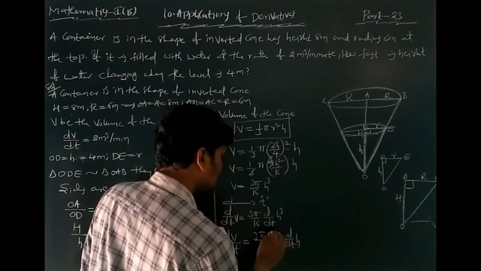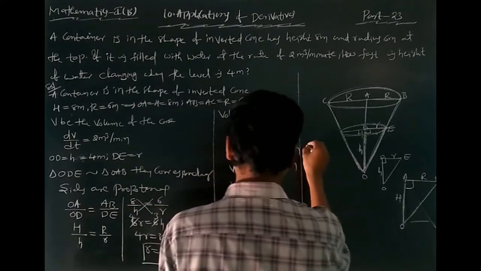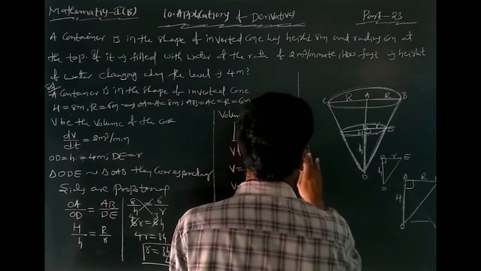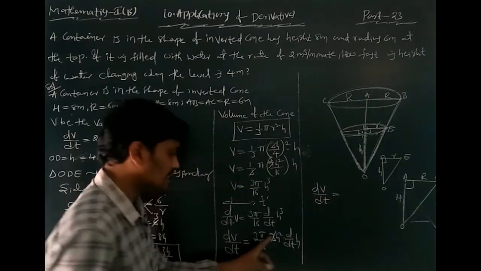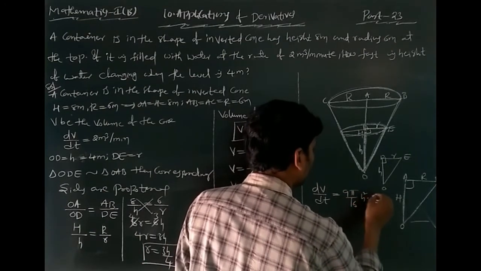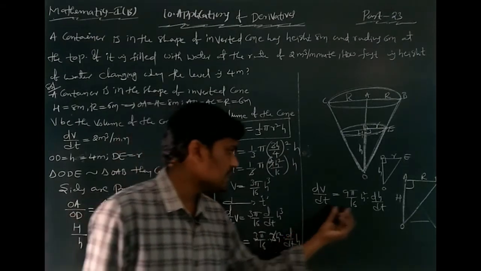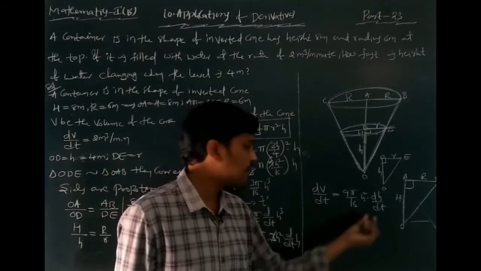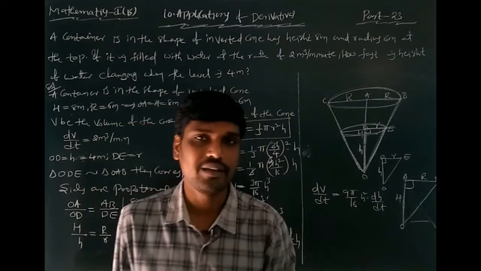3 threes are 9. You get what, students? dV by dt is equal to 9 pi by 16 h squared into dh by dt. Understood or not? Understood or not? dV by dt, this value is given. After that you can find dh by dt, and the height is 4 meters, you can find.